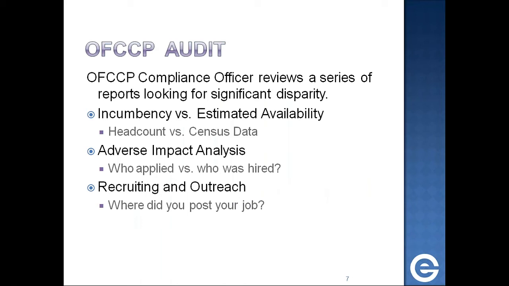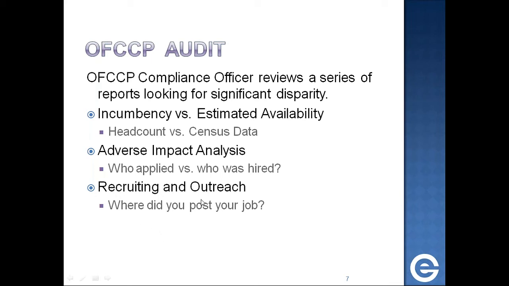The OFCCP compliance officer reviews a series of reports looking for significant disparity, which is an indicator of discrimination. They look at your incumbency versus your estimated availability. What are they looking for? They're looking for the employee headcount in the protected categories versus the U.S. Census data in the area where the employee lives. They're looking at your adverse impact analysis. For instance, in your hires versus applicants, they want to know who applied versus who was hired in the protected categories.